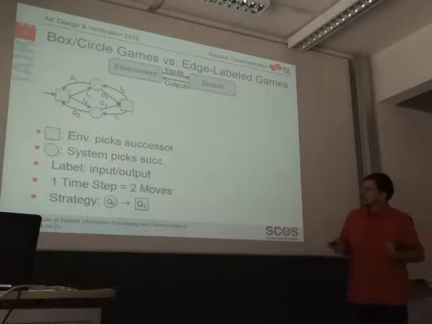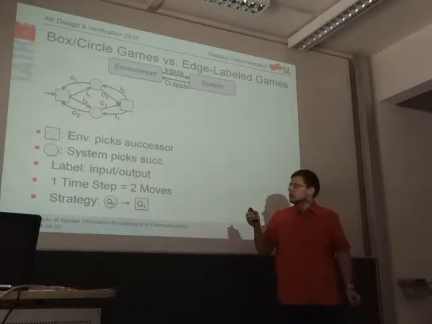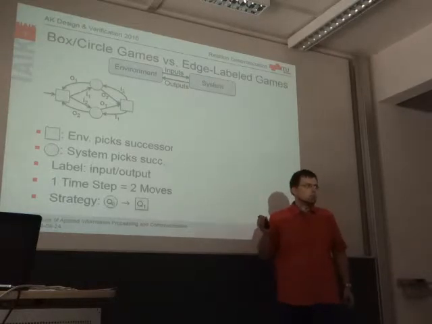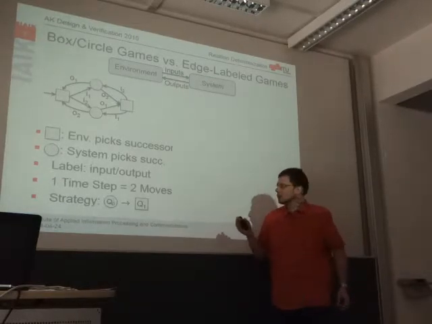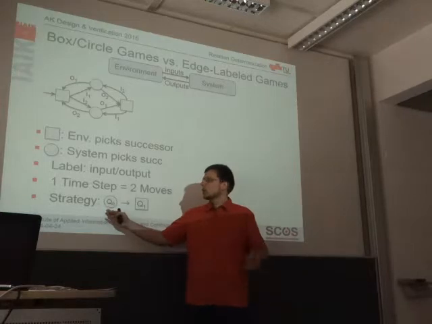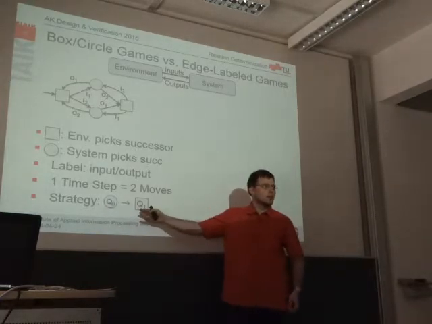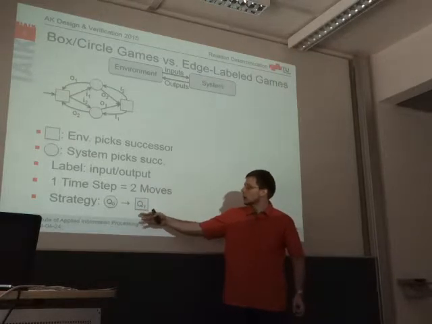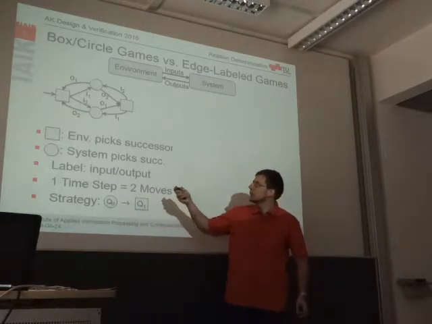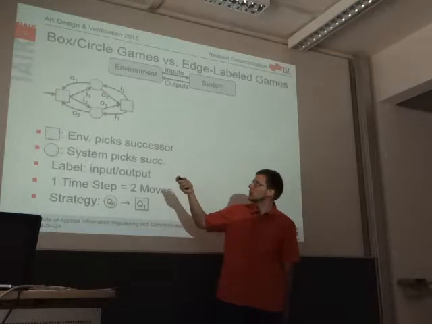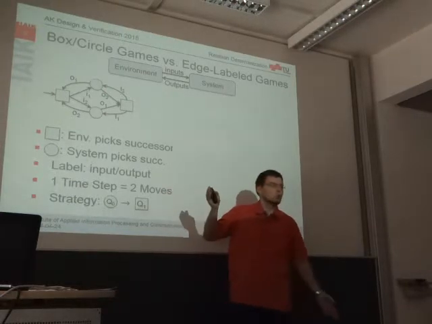One more thing that I forgot. Here, in such games, a strategy is basically a function or a lookup table that tells you for each circle state to which box state you should go next. And then the output that you give is determined by the game graph. If you move from here to here, you have to give output O2. That's basically it.